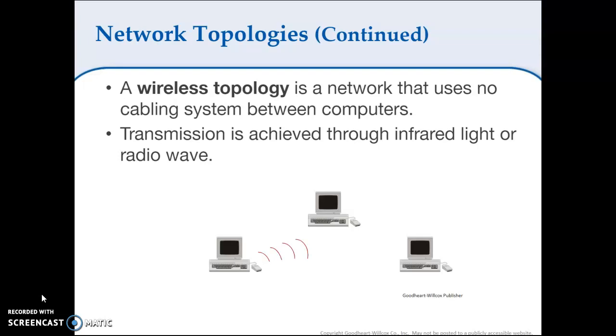A wireless topology, which is what we are taking part in the classroom, is a network that uses no cabling system between computers. Transmission is achieved through infrared light or radio waves. So your Chromebook is connecting to the hub in the classroom and therefore establishing that network and that wireless topology.